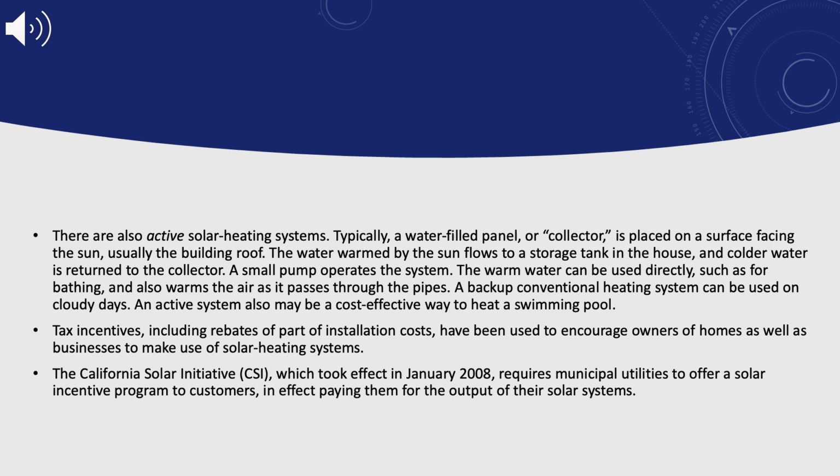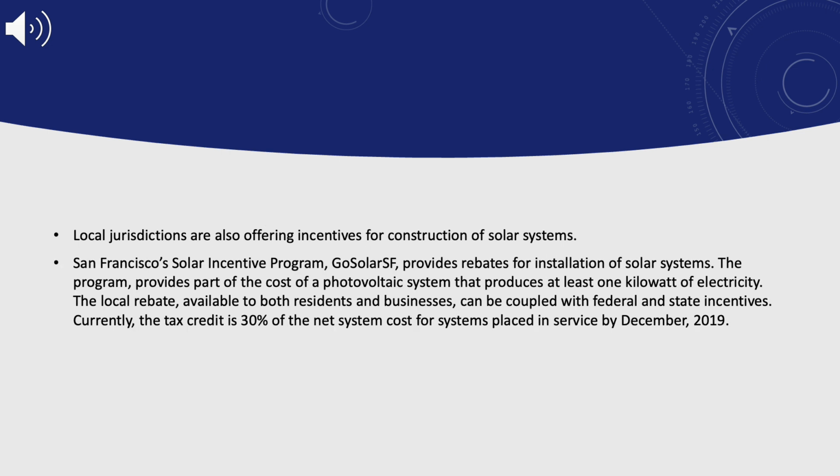Tax incentives, including rebates of part of installation costs, have been used to encourage owners of homes as well as businesses to make use of solar heating systems. The California Solar Initiative, CSI, which took effect in January 2008, requires municipal utilities to offer a solar incentive program to customers, in effect paying them for the output of their solar systems. Local jurisdictions are also offering incentives for construction of solar systems.